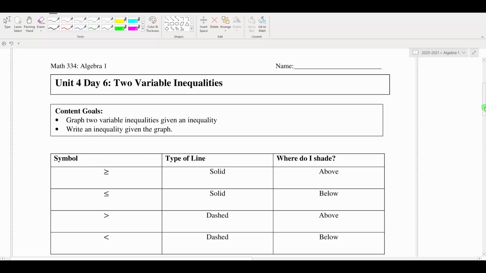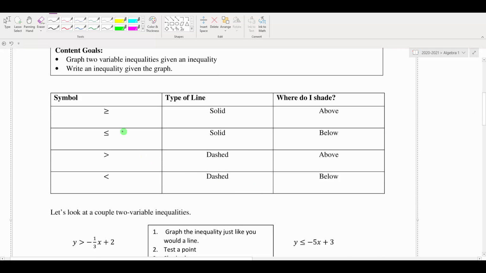All right. Now I included a table here just to recap and summarize what we've learned about these different symbols when we see them in two-variable inequalities. For instance, this is what we call greater than or equal to. When we see that symbol, when we go to graph our line, it's going to be a solid line, and it also tells us where to shade. Since we're greater than, we want to shade above the line. So we're going to shade all of the points that are above the line.